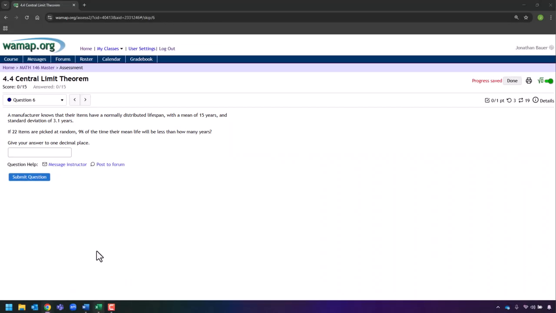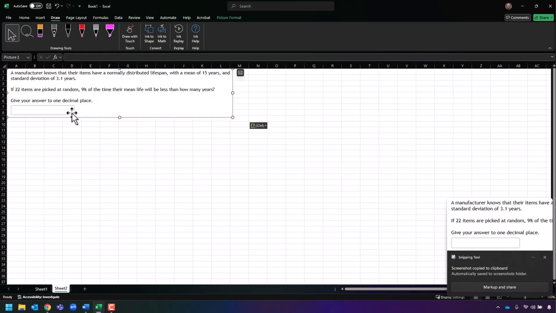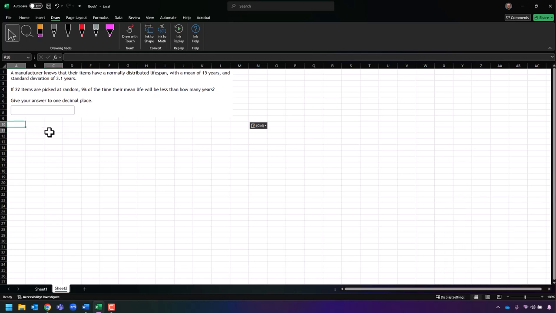Anyway, so new sheet, continuing from the old here. A manufacturer knows their items have a normally distributed lifespan with a mean of 15 years and a standard deviation of 3.1 years. If 22 items are picked at random. So there's a little change here from what we've done previously. Now we're talking about 22 items. 9% of the time, their mean life will be less than how many years?